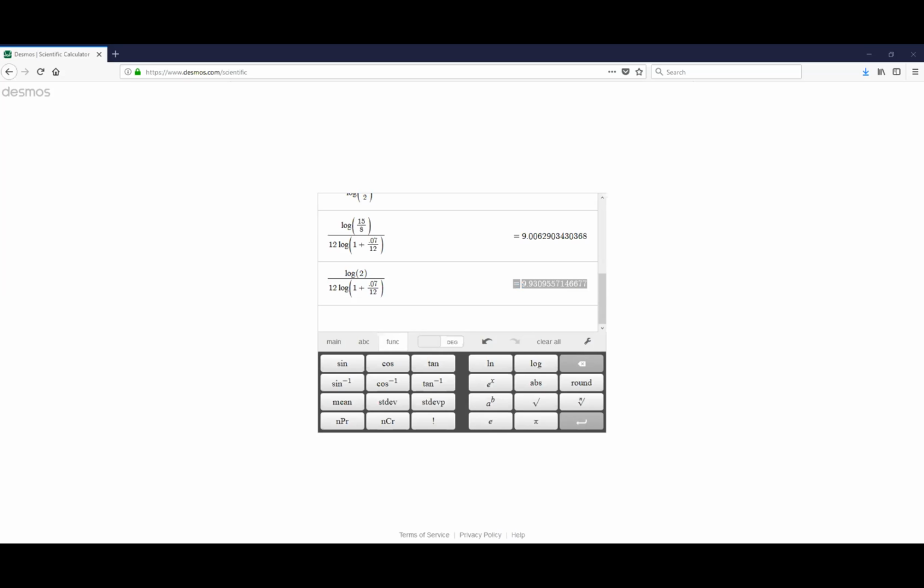Practice 7 is for you to try. I encourage you to press pause on your video and work this out, and come back when you're ready to see the solution.